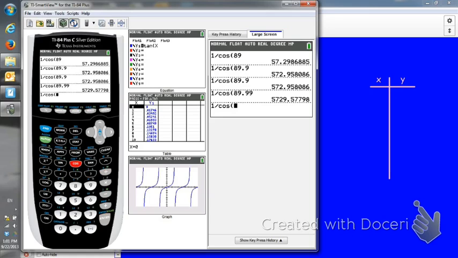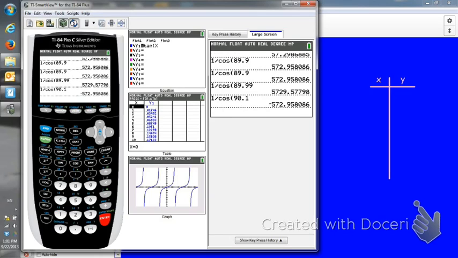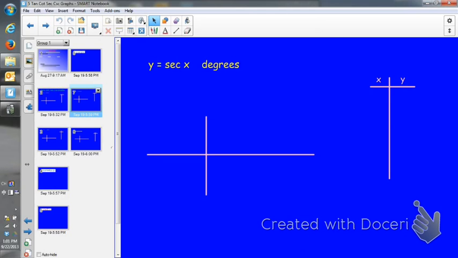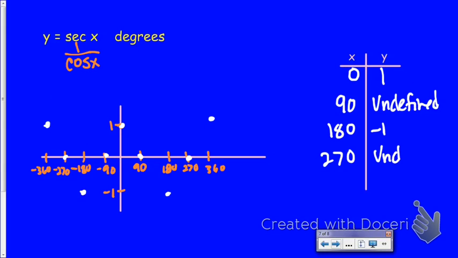Same thing if I look at the other side. 1 divided by the cosine of 90.1 is a large negative value. 1 divided by the cosine of 90.01, an even larger negative value. So very, very similar. That means what I'm going to have is an asymptote again at 90.